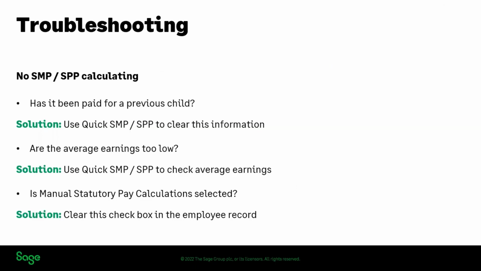Just to go through some other reasons why SMP or SPP might not be calculating. We've covered the first one, so it hasn't been paid from a previous child. You could use the quick option, recording maternity, recording paternity, to view, to see if there's some old information there, or click yes to clear it. A second reason might be that the average earnings are too low. So in that quick SMP screen, you can check the average earnings. If you do need to manually amend them for any reason, maybe you've only started using the program recently and it hasn't got the history to check on, you can do that. And a third reason for nothing calculating is there is a manual statutory pay calculations box selected, which can be cleared in the employee record.